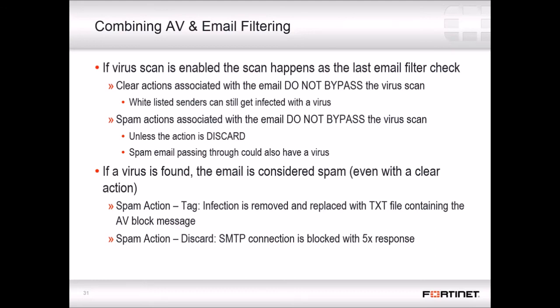If a previous email filter check marked the email as spam, it will not bypass the virus scan unless the spam action is discard. The reason is the same. Even if an email is considered spam, it could also contain a virus. When a virus is found, what happens next depends on the spam action. Tag results in the infection being removed and replaced with a text file that contains the AV block message. Discard results in the SMTP connection being blocked with a 500 response.